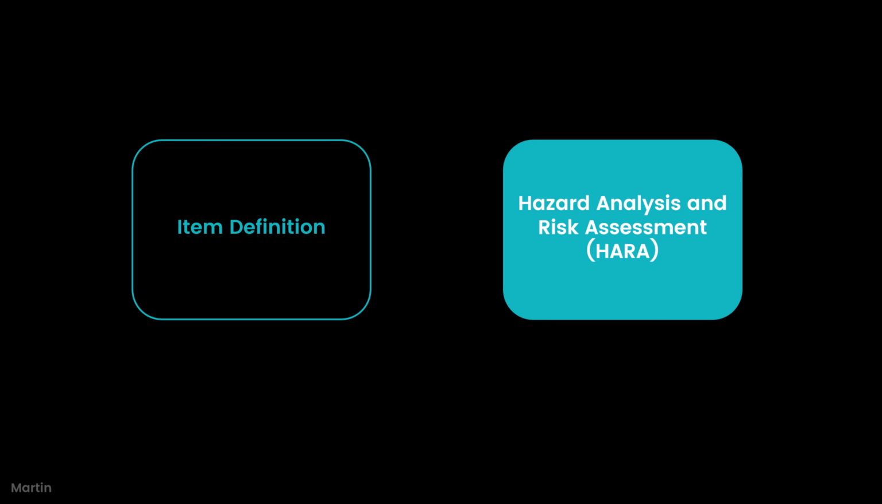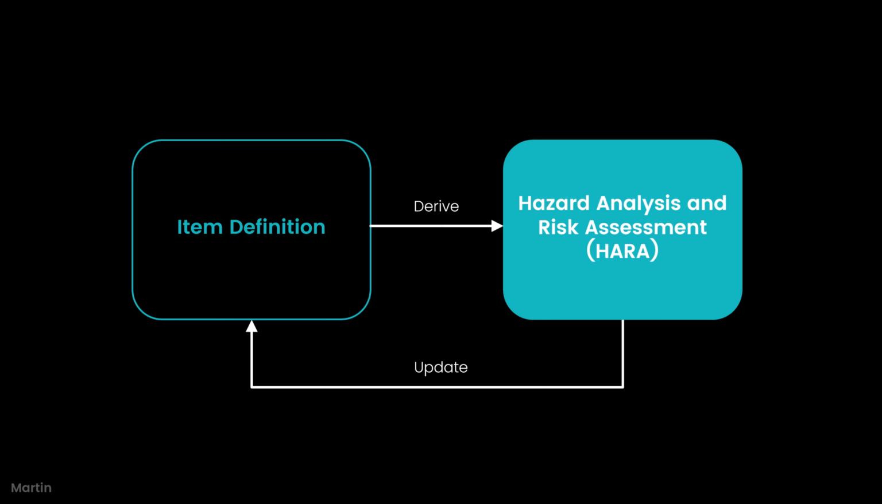In the previous session, we discussed item definition. The item definition gives the basis for HARA, as it describes the item's functionality and operational scenarios. HARA, in turn, can drive updates to the item definition. For example, a hazard analysis may reveal missing operational scenarios in the original definition. Together, they evolve until the system's scope, functionality, and safety requirements are consistently defined.